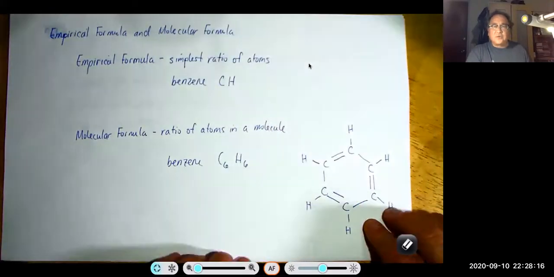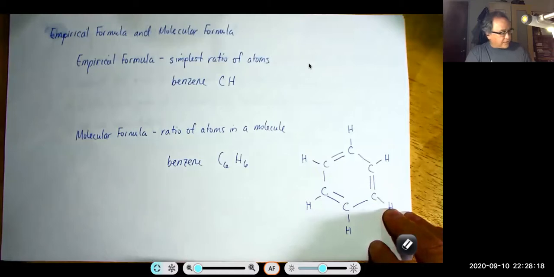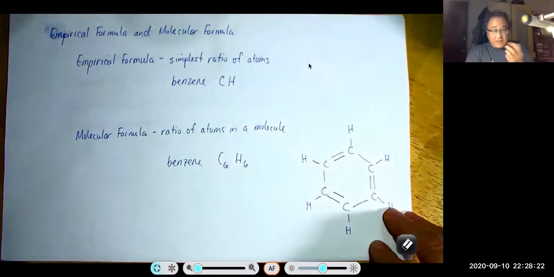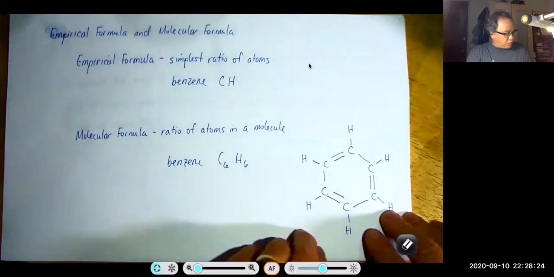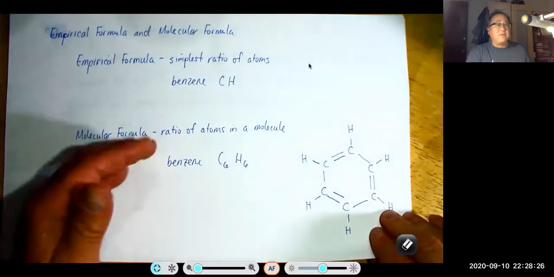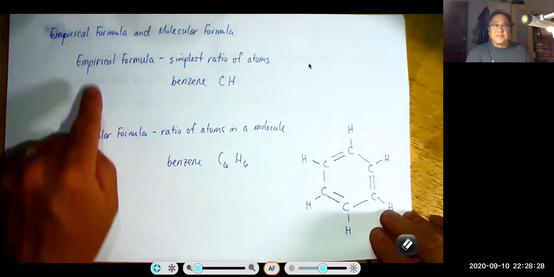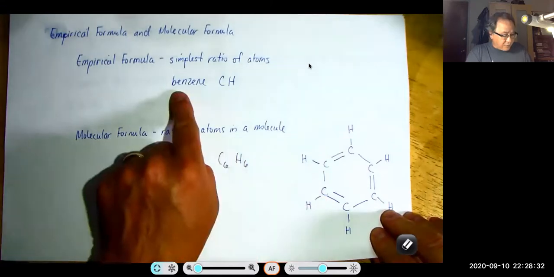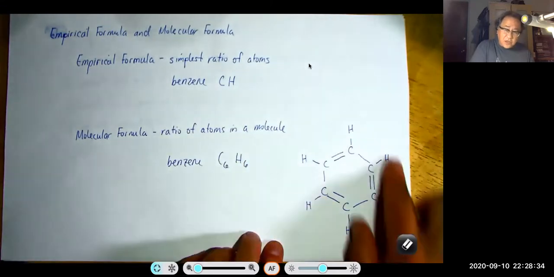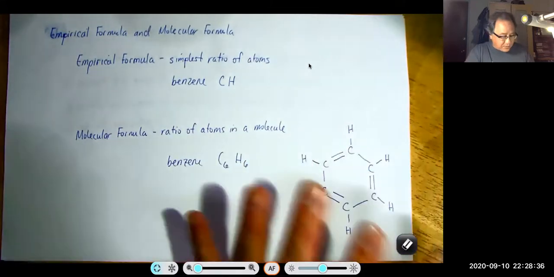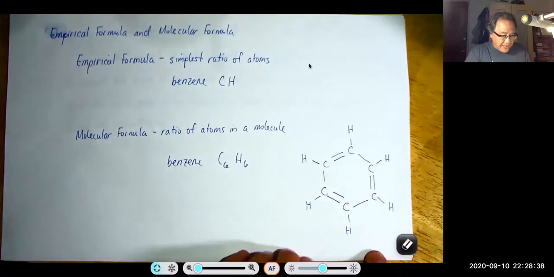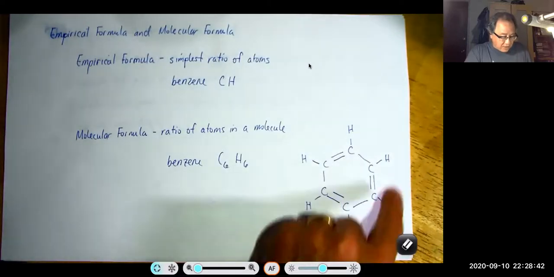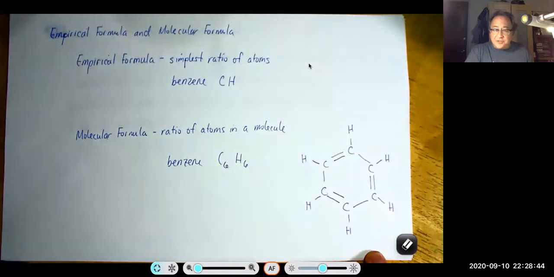Okay, in this lecture, we're going to be looking at how to calculate the empirical formula and molecular formula of a compound. So what are these to begin with? Well, the empirical formula is the simplest ratio of atoms. So for instance, if we look at this molecule below that shows how all the atoms are bonded together, we can count and see that there are 6 carbons and there are 6 hydrogens.